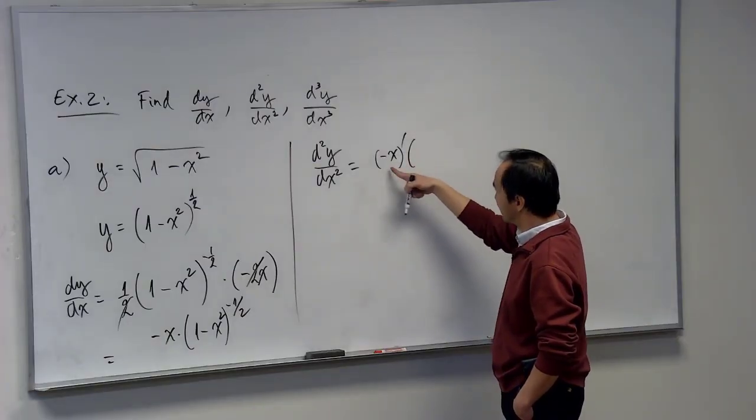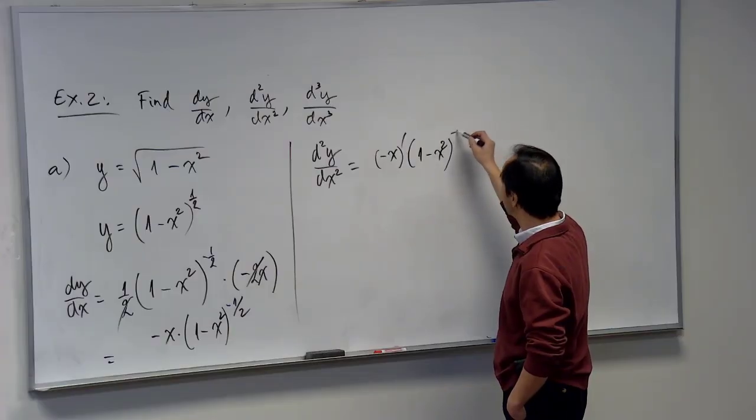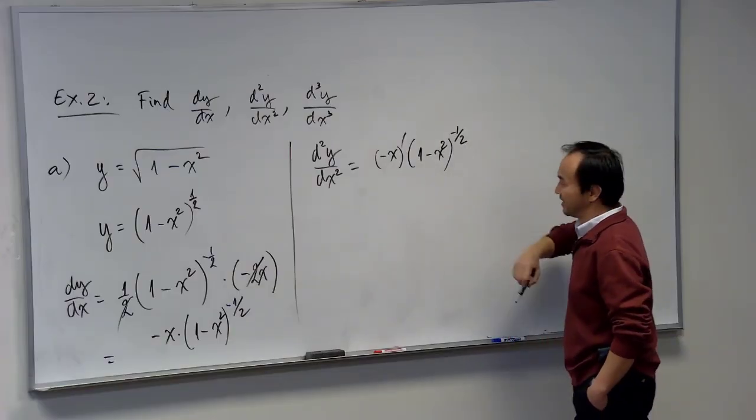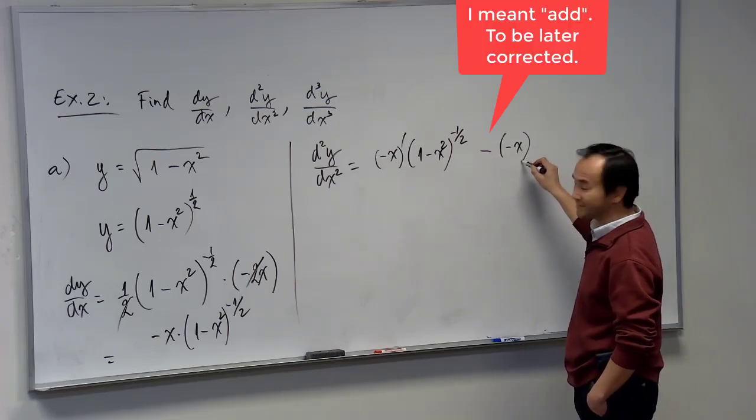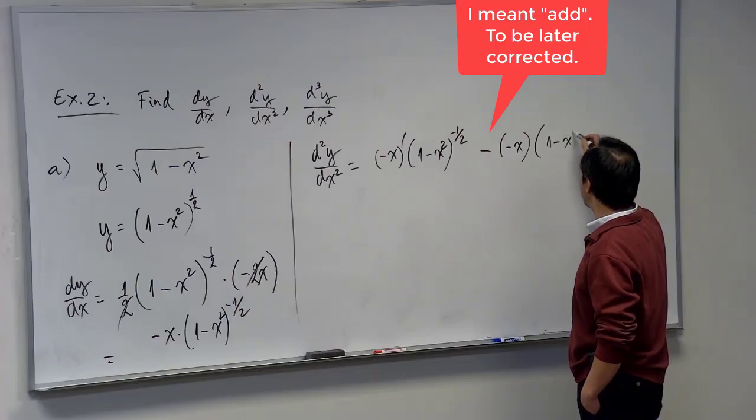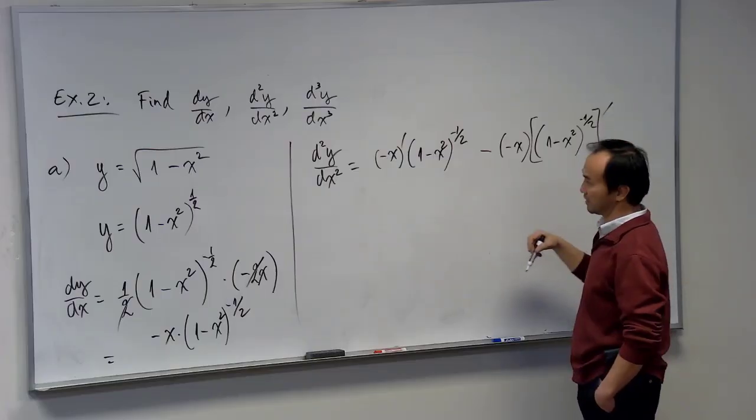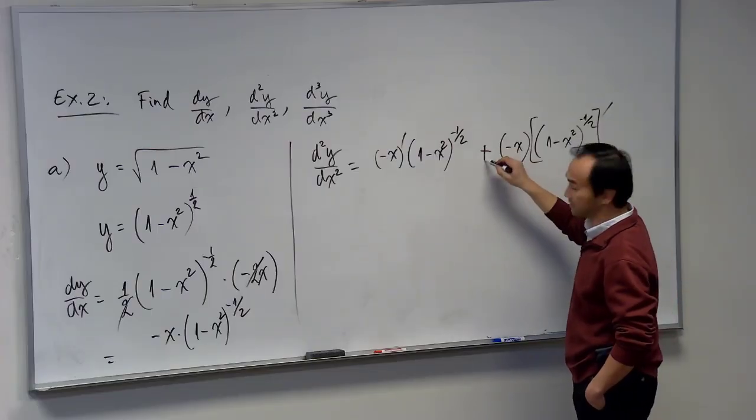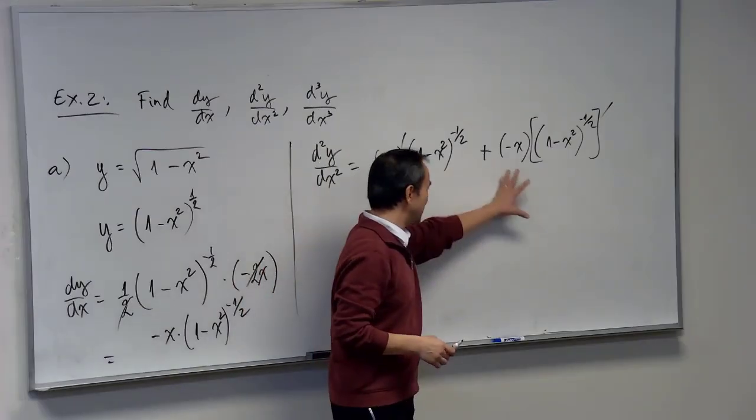So the derivative of minus x, and I'm going to multiply with 1 minus x squared to the negative 1/2, no prime. And I'm going to add, leaving the minus x the same, the derivative of the 1 minus x squared to the negative 1/2. I'm going to take the prime of that. That's what I'm adding. Okay, so that's the product rule.